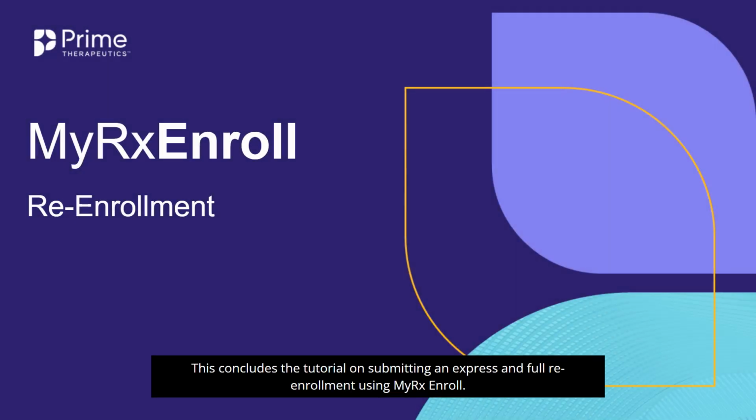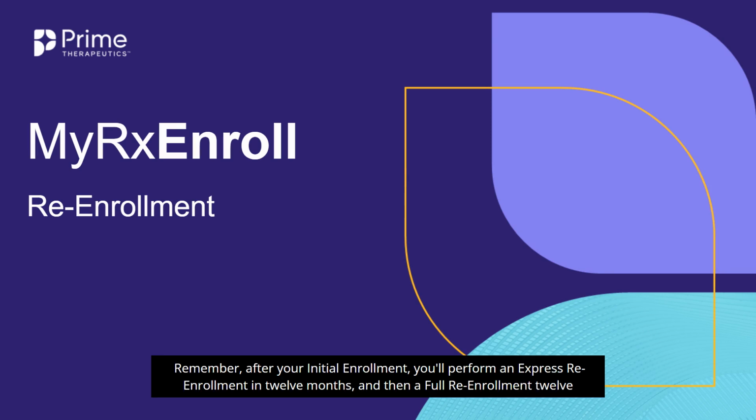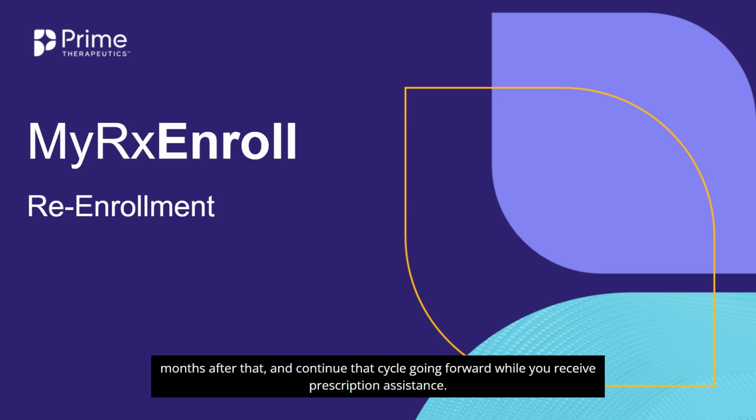This concludes the tutorial on submitting an Express and Full Re-Enrollment using MyRx Enroll. Remember, after your initial enrollment, you'll perform an Express Re-Enrollment in 12 months, and then a Full Re-Enrollment 12 months after that, and continue that cycle going forward while you receive prescription assistance.